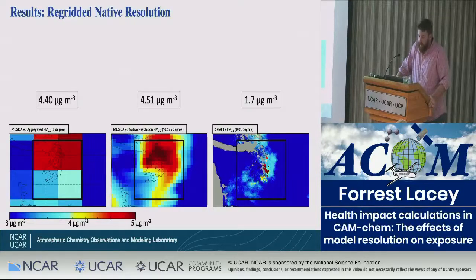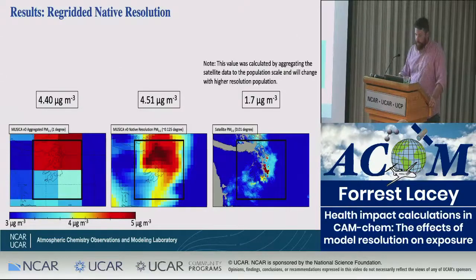And here we're seeing that we actually get differences in what the population-weighted PM2.5 is between the aggregated results, the native resolution results, and then the satellite-based PM, the high-resolution data. I do want to note that with the satellite data, I had to aggregate that to the population scale. So there is going to be a lot of mismatch there, and it will definitely change if I used higher resolution population data. So that really shows the impact of using data that matches each other wherever possible. But the interesting thing to note here is we actually see a difference in exposure just based on how we aggregate our PM2.5 between 2 different models.